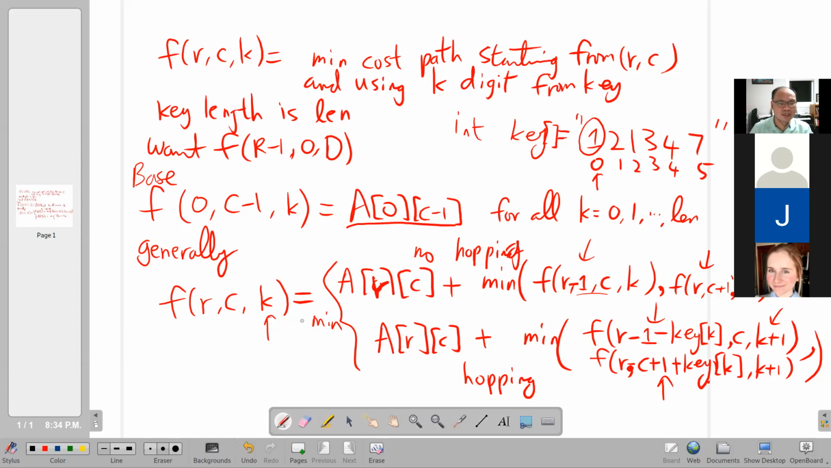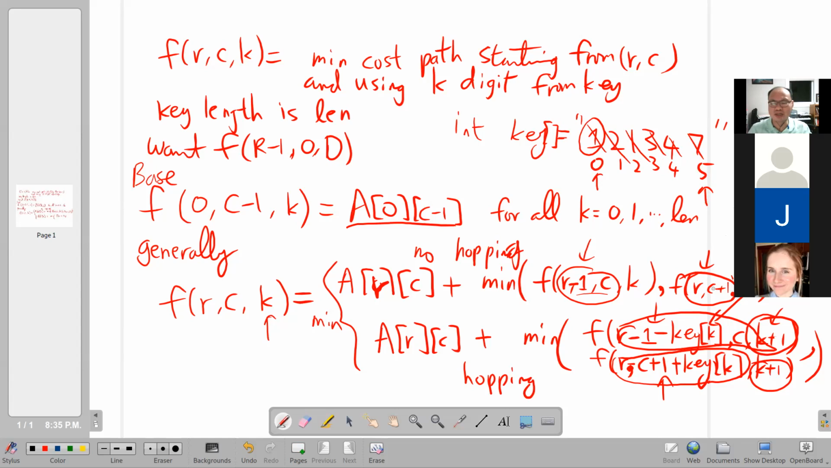With the caveat, there are a number of caveats. First of all, these indices here have to be in bounds. If you try to move up or down, or hop up or down, and it goes out of bounds, then of course you cannot use that one. Also, this K plus 1 here, it's possible that you go out of bounds, because you may get here having already used up all 6 numbers. Then you're trying to look at key bracket 6, and of course it's out of bounds. So if that's out of bounds, then of course you also don't consider these 2 branches. So there's a little bit of implementation detail here that you only take the one that makes sense. But there are potentially 4 different ways you can go: 2 directions, and in each direction you can either go 1 step or hop.